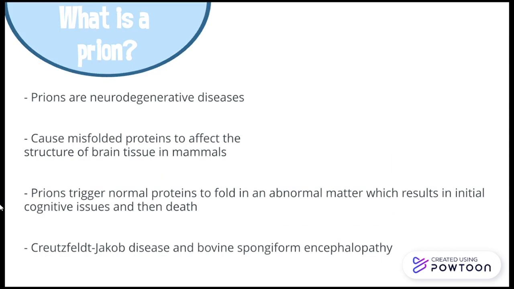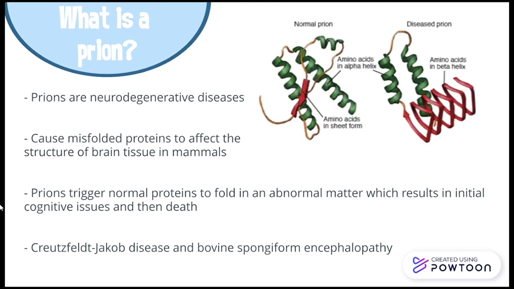Prions, otherwise known as proteinaceous infectious particles, are neurodegenerative diseases which cause misfolded proteins to affect the structure of brain tissue in mammals. Prions trigger normal proteins to fold in an abnormal manner, which results in initial cognitive issues and then death. The abnormal proteins go on to form aggregates called amyloids, and the affected area often sees a high rate of tissue damage and cell death. In humans, the most common prion disease is Creutzfeldt-Jakob disease, while animals such as cows can be affected by a prion disease called bovine spongiform encephalopathy.